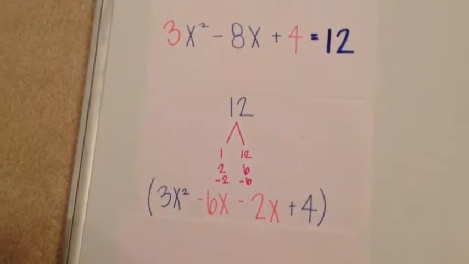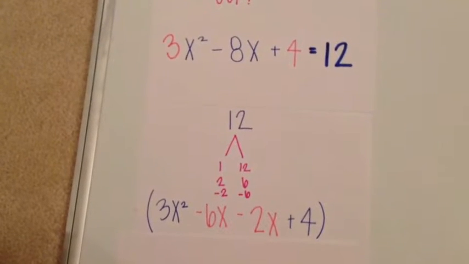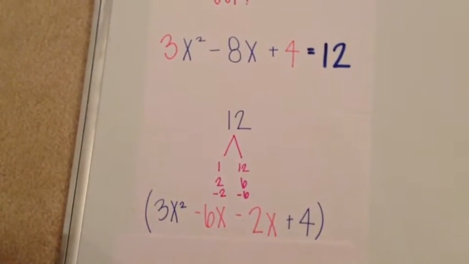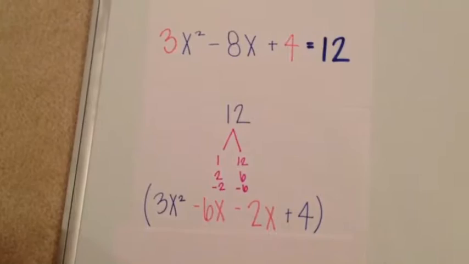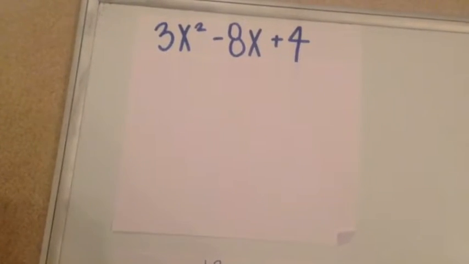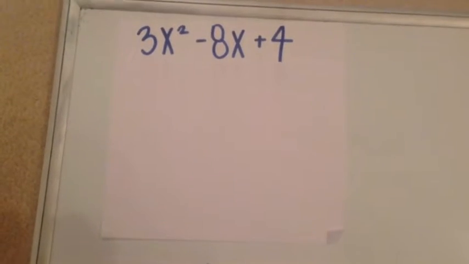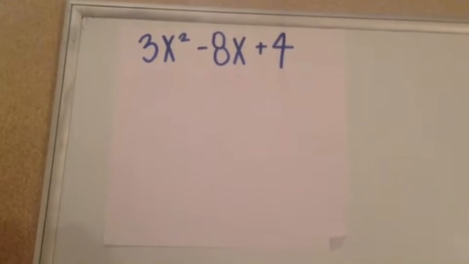So we plug them into the equation. So now our new equation is 3x squared minus 6x minus 2x plus. Alright, this is probably our most difficult problem. So it's 3x squared minus 8x plus 4.